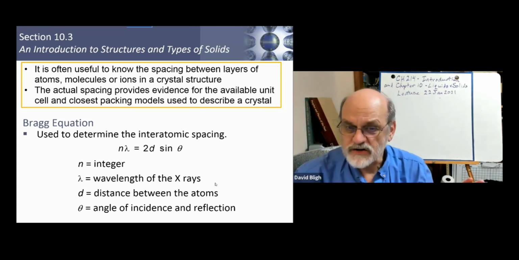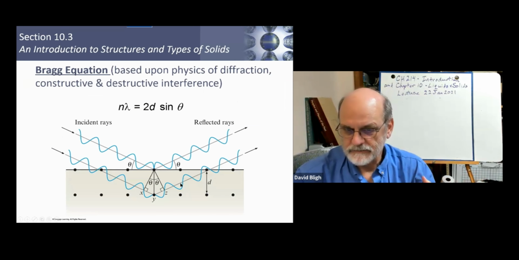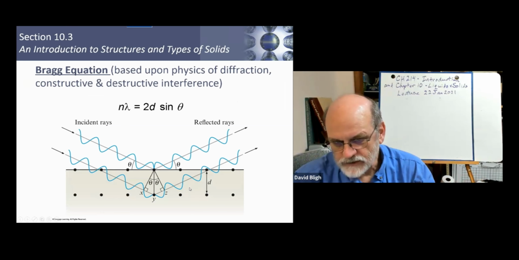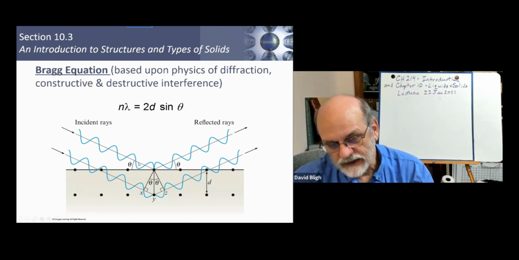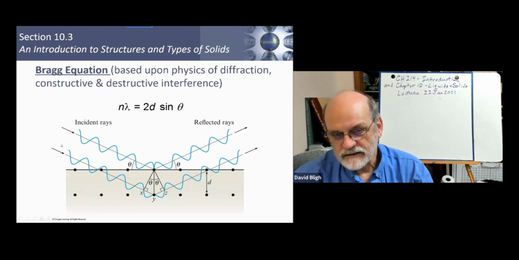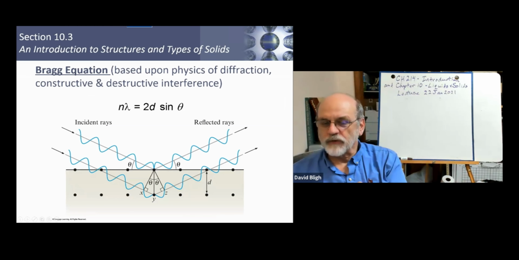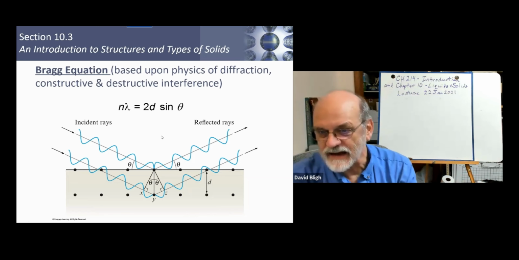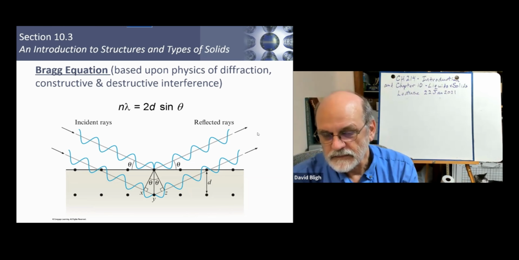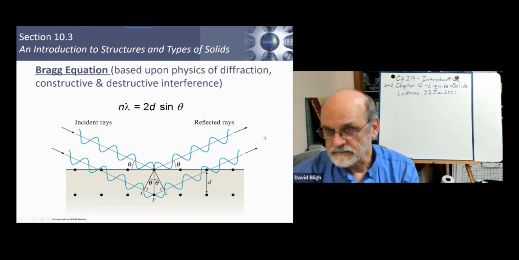So that's the equation, and this is what it looks like. You have this layer of atoms and this layer of atoms, and you got this one wavelength coming in here, and you got this other one coming in. And they interact, and where they reinforce positively, you get an increased strength in the signal. And you can detect that over here, the reflected rays.